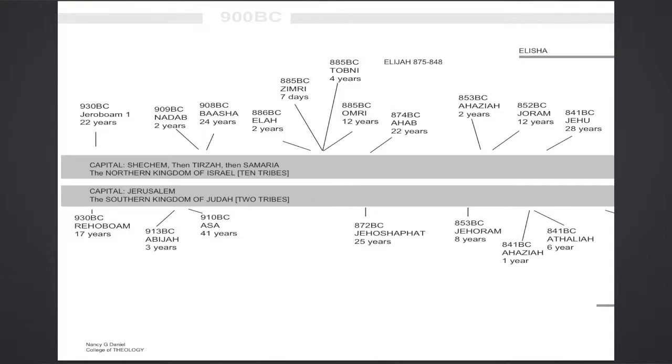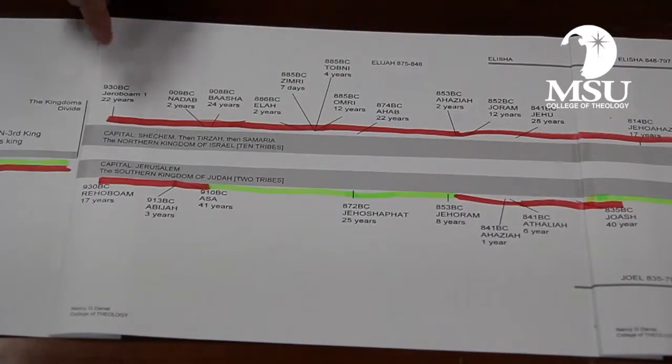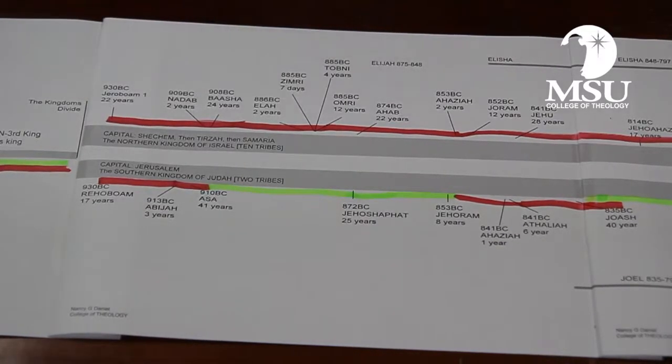So Benjamin was rather small land-wise, and it was small because it was small in tribe as well. So what happens here? Rehoboam continues on, and he has the 2 tribes, and he's in the south. He has the temple. Well, Jeroboam didn't want the people to have to go south to sacrifice. So what did Jeroboam do?